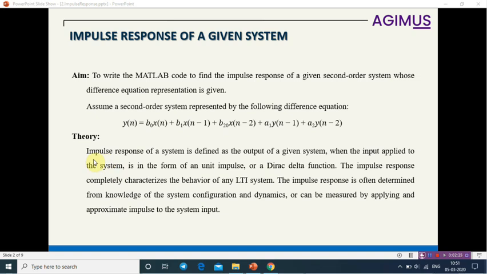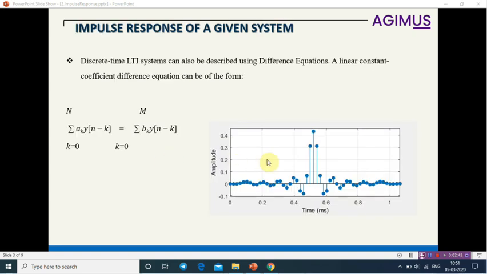Now the impulse response of a system is defined as the output of a given system when the input applied to the system is in the form of an impulse. So basically this was the definition which I just mentioned. Going further with this session, how exactly will the impulse response be represented? It is with respect to this particular difference equation, where the sum of a k y of n minus k is equal to the sum of b k x of n minus k. If I shift it to the other side, this minus this would be the equation. So it's with respect to time and amplitude that I characterize my LTI system.